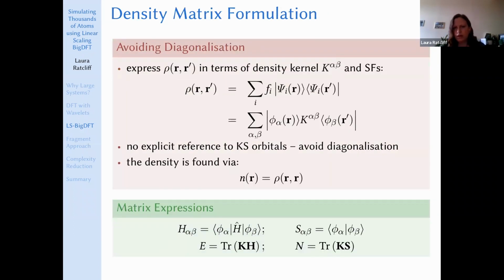So then once we have these localized support functions, we can rewrite the density matrix in terms of, instead of the Kohn-Sham wave functions, the support functions, and a quantity known as the density kernel. So since we no longer have any explicit reference to the Kohn-Sham orbitals, we also want to avoid diagonalization to get rid of this cubic scaling. And then we can express both the density from the density matrix, and also we have some matrix expressions to get the total energy or the number of electrons in the system by taking the trace of this density kernel with either the overlap matrix or the Hamiltonian matrix.